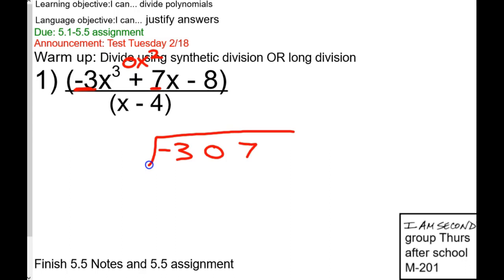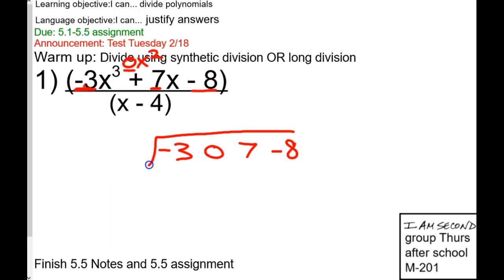So this first term is 7, and then the last term is -8. Okay. So it looked like there were 3 terms, but there's a missing 0 term. Okay. So you put all of your coefficients.